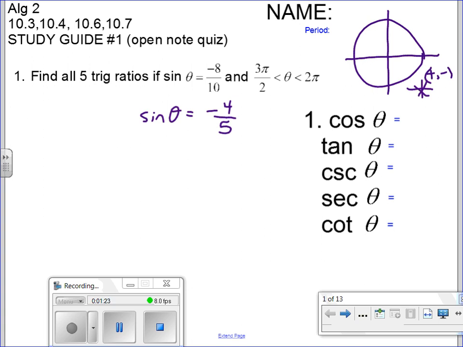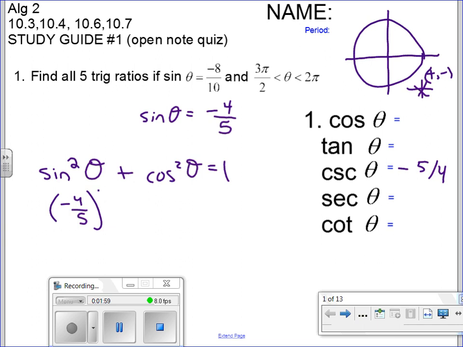Once you have sine, you can get cosecant right away, because sine and cosecant are reciprocals, so that would be negative 5 over 4. If you forgot who is reciprocal with who, it is on that little sheet that we taped in on day 10.3. Anytime you have sine and you're looking for cosine, or vice versa, you want to use the Pythagorean identity: sine squared theta plus cosine squared theta equals 1. We're going to plug that negative 4/5 in for sine theta and square it.